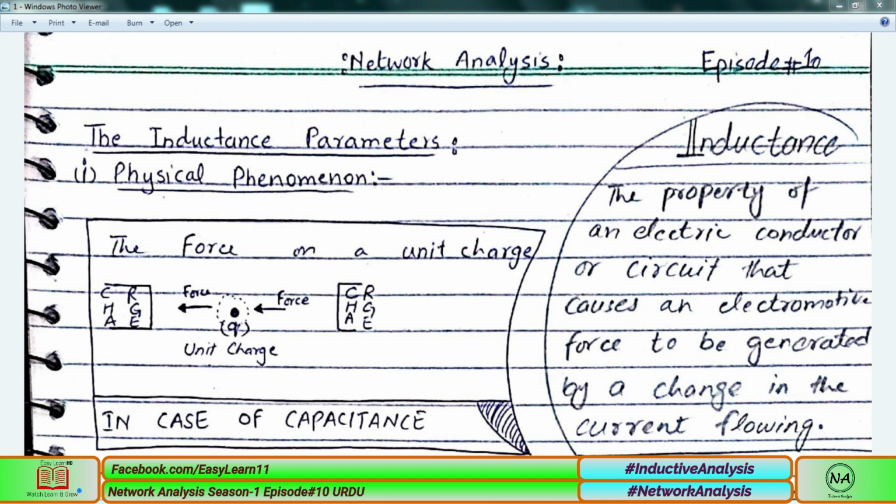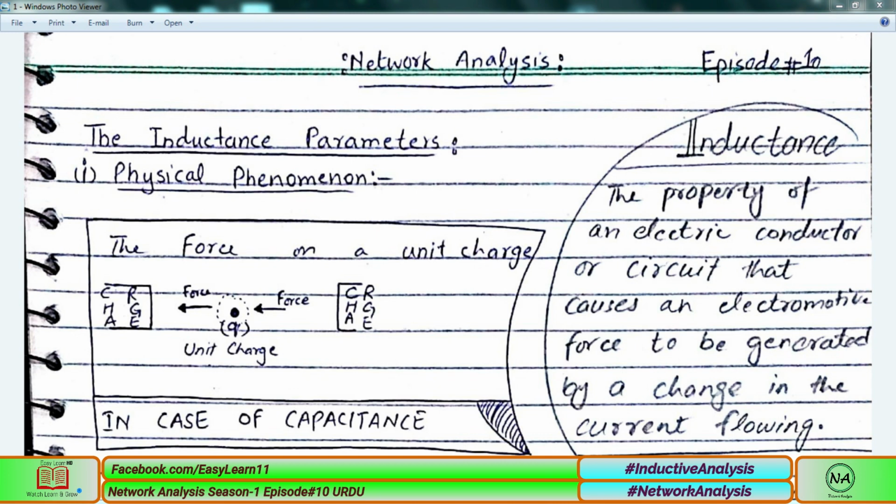In the next category we will define the parameters and the formulas that can be used, and in the last category we will apply all the important circuit parameters to relate voltage and current in place of the field relationship. So this is the overall story that we will again use in case of the inductance parameters. Formulas are a little bit different. So first let's discuss the first case, that is the physical phenomena.